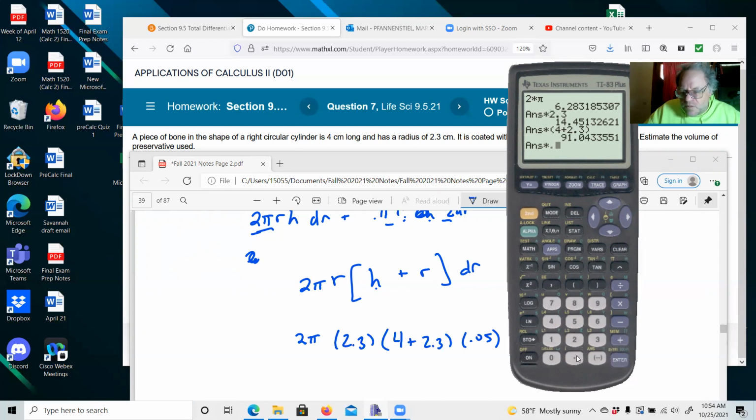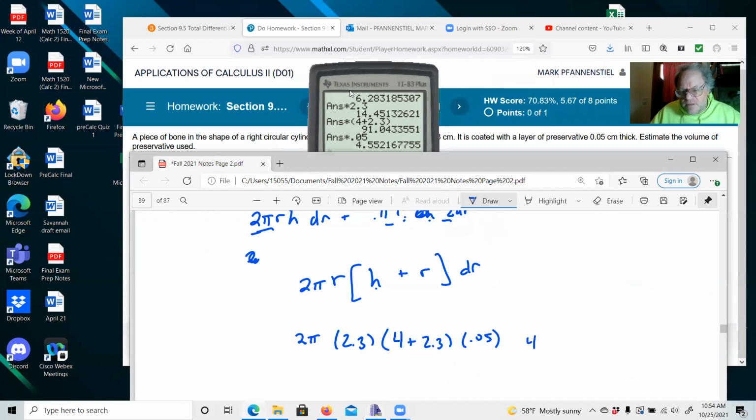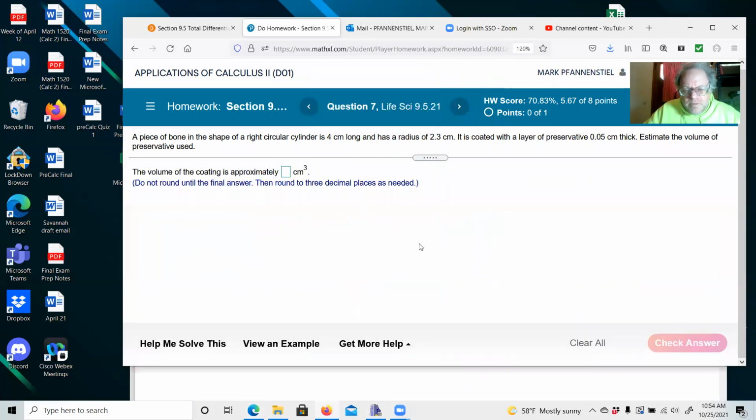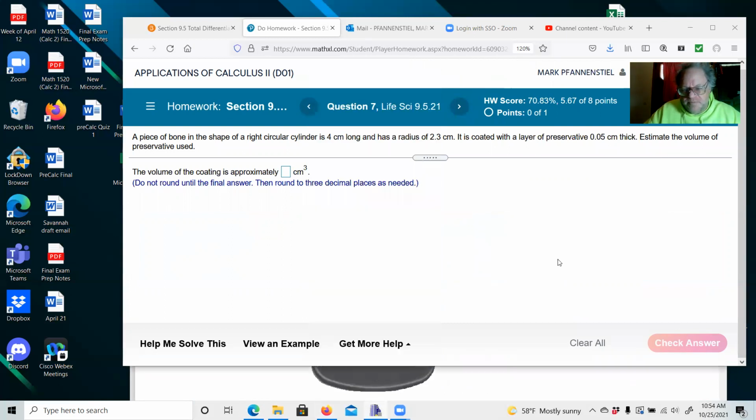And then times 0.05. Okay, we got 4.55 centimeters cubed here. Okay, 3 decimal places: 4.552.